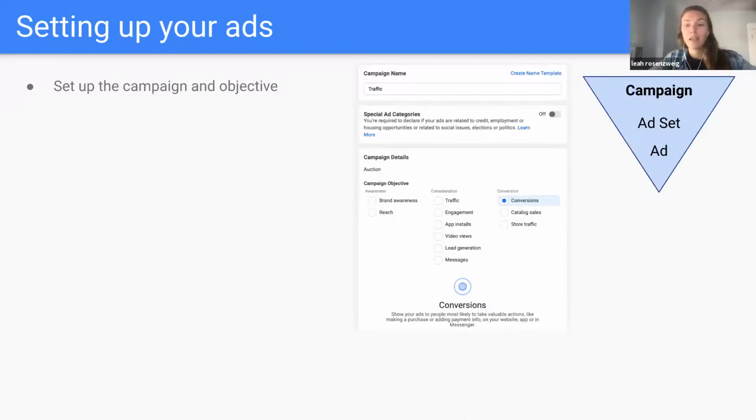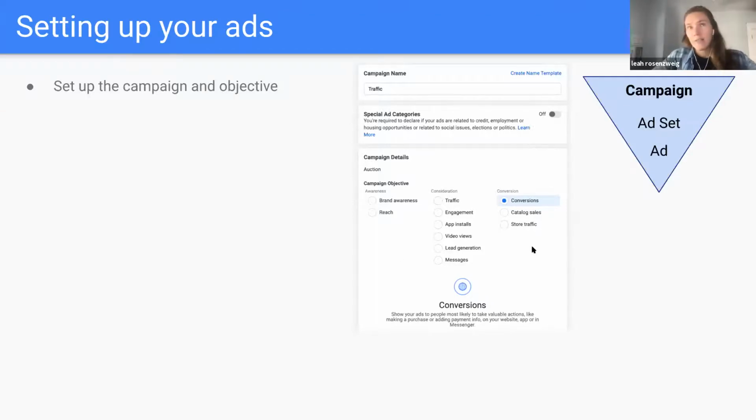Okay. So to set up the campaign, you first need to set up an objective. That means, are you trying to get conversions, which we can define in multiple different ways. For businesses, this is often people buying something on their website. For us, we can define it as completing a survey.